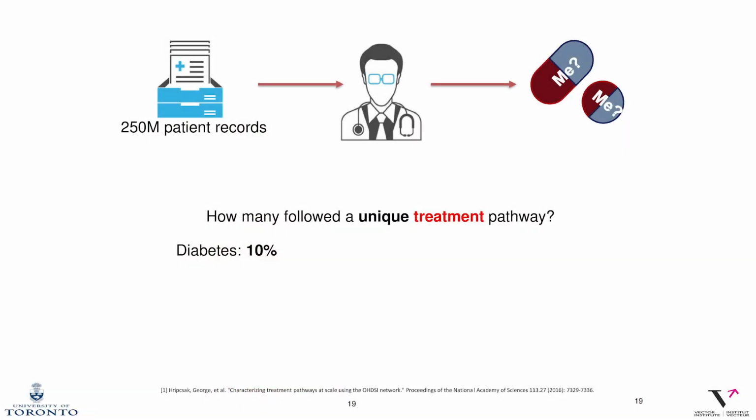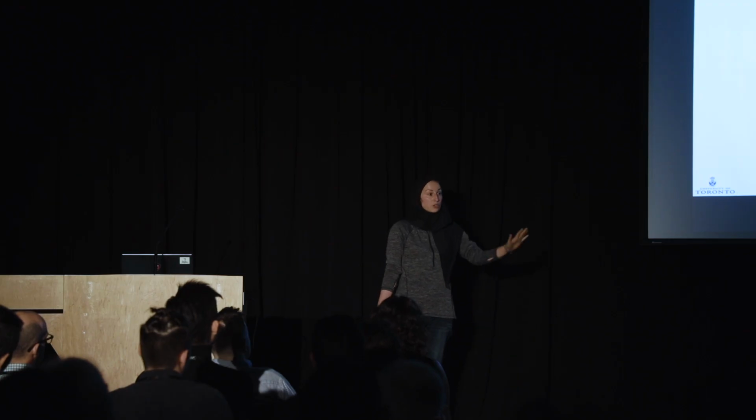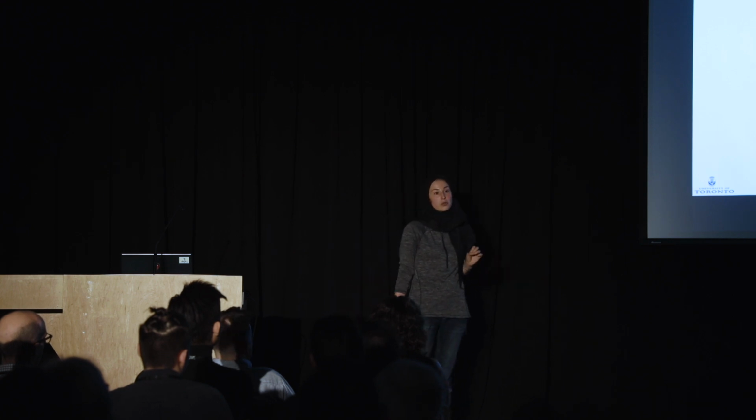And for common conditions like diabetes, depression, and hypertension, you would not assume this would be true. But 10% of diabetics, 11% of those with depression, and almost a quarter of those with hypertension have unique treatment pathways. What that means is Sumana comes into your clinic and says, can you give me a treatment based on patients who are like me? And you would say, no, there is nobody like you in 250 million patient records.